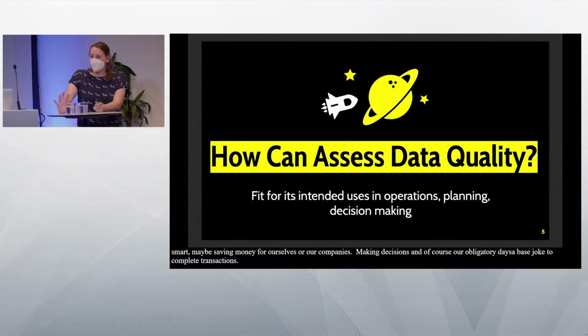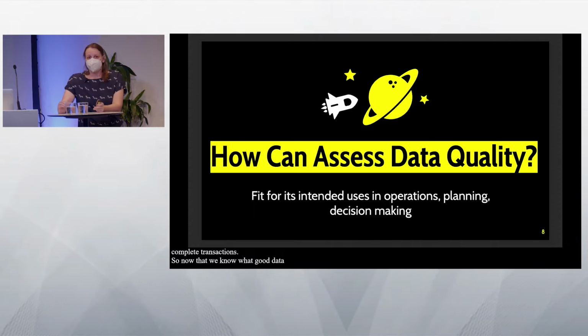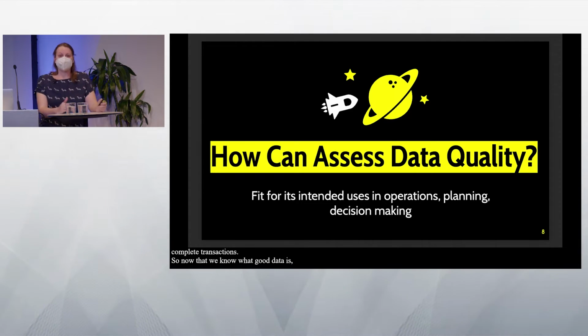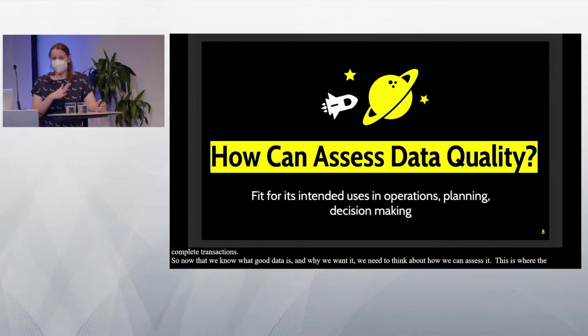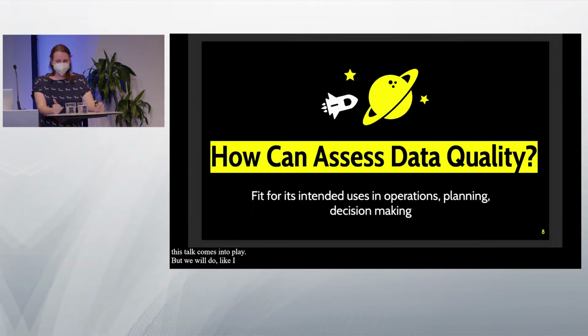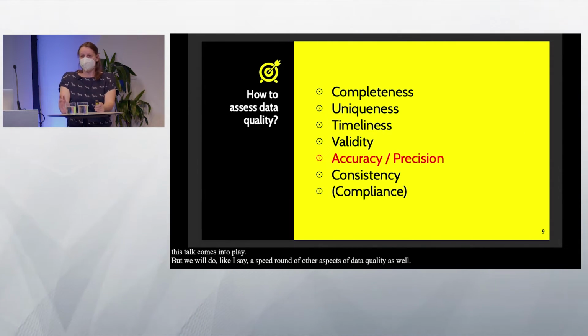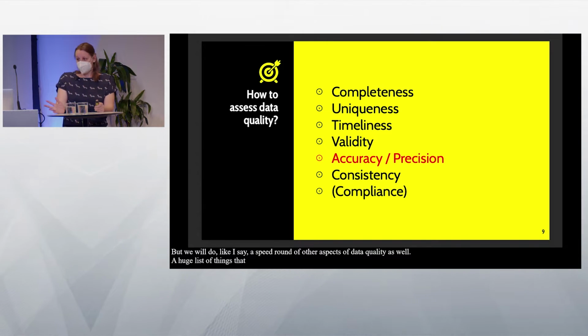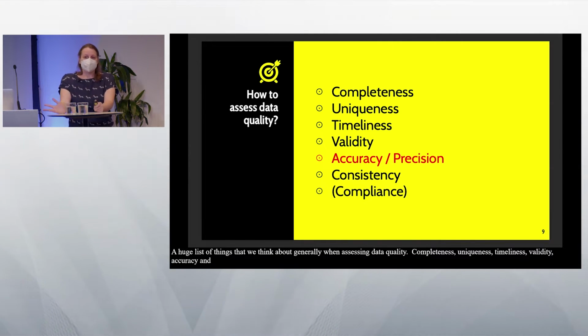So now that we know what good data is and why we want it, we need to think about how we can assess it. This is where the topic of this talk comes into play, but like I said, we're going to do a speed run of some other aspects of data quality as well. A huge list of things that we think about generally when assessing data quality: completeness, uniqueness, timeliness, validity, accuracy and precision, consistency, and we have recently added compliance.